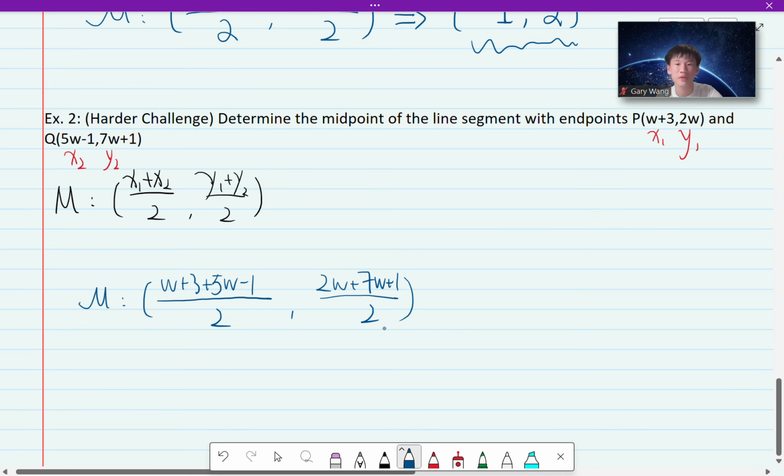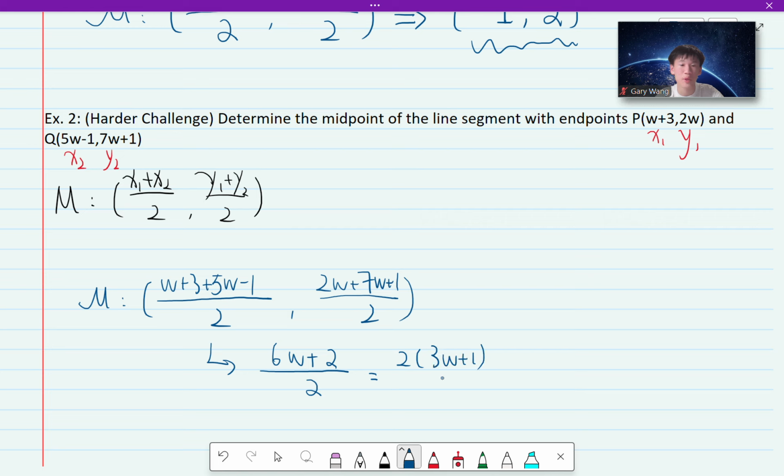Now we do some simplification. For this one, on the numerator we will have 6w + 2, and over 2, from which we can extract a 2 from the numerator, which will give us this. So we can divide by 2 on both numerator and denominator. We will get 3w + 1. And for this one, on the numerator, we will have 9w + 1, and on the bottom, we have 2. We cannot extract any greatest common factor from the numerator, which means this is the simplified version.